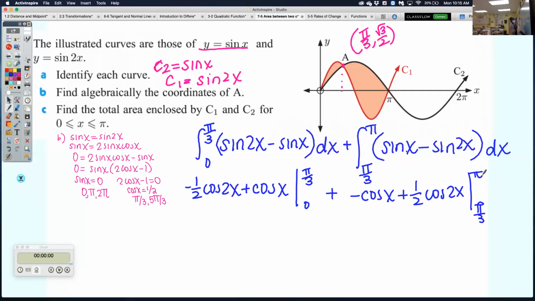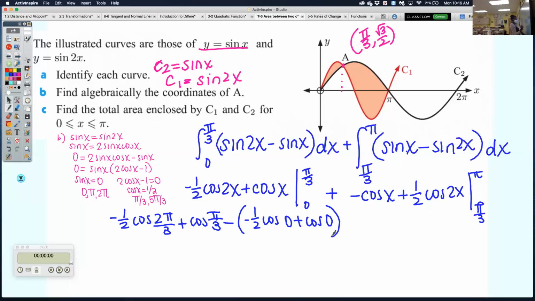Remember, when evaluating your integrals using the fundamental theorem of calculus, you always plug in your top bound first, and subtract it from when you plug in your lower bound. Same thing over here. Plug in our top bound. Subtract it from when I plug in my lower bound.